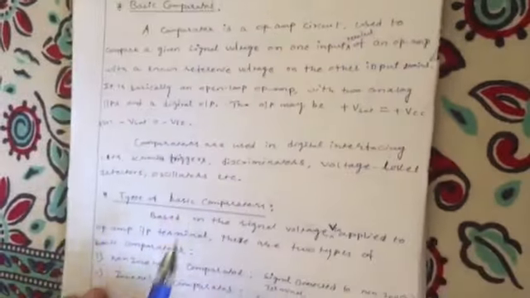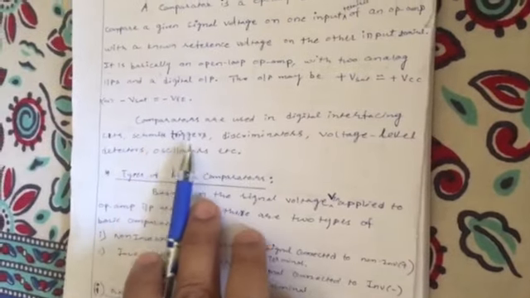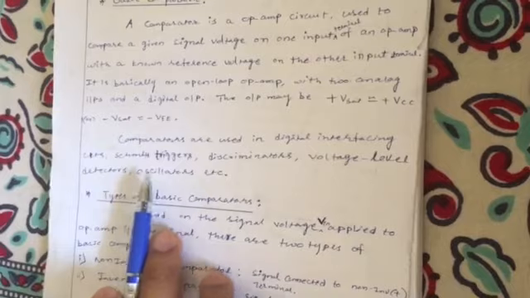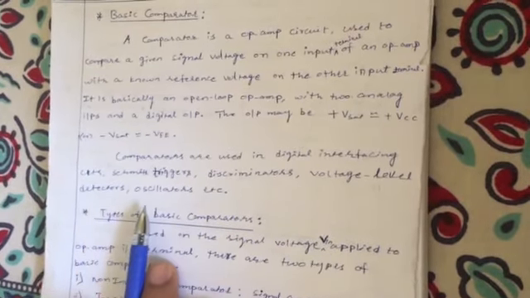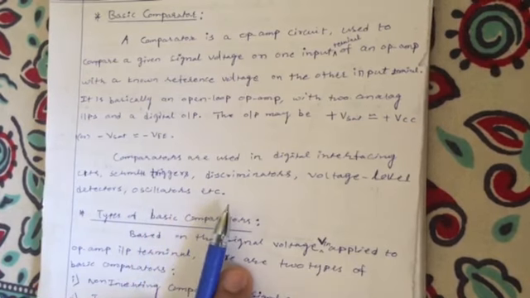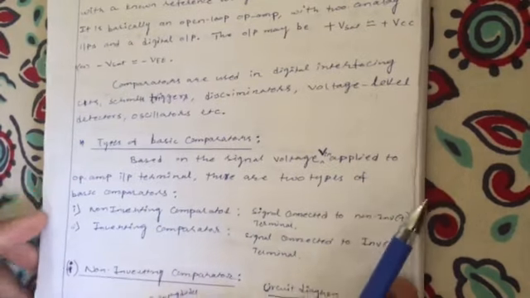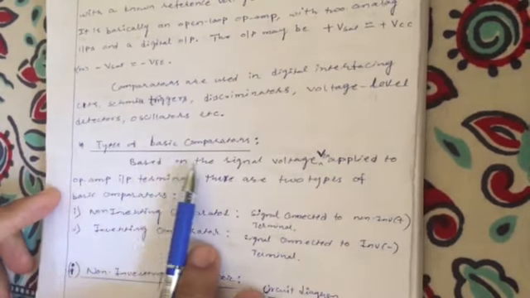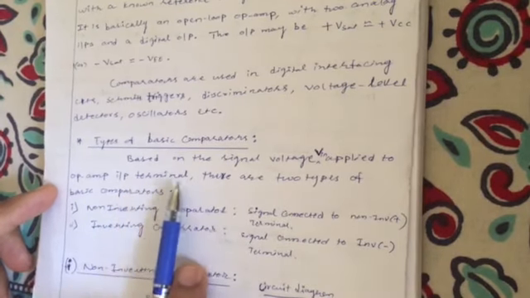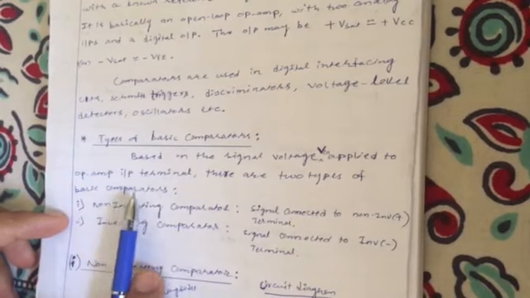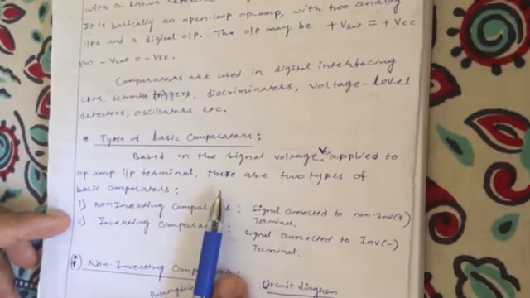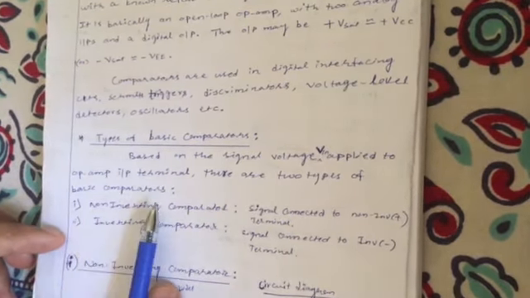Now let us discuss the applications of comparators. Comparators are used in digital interfacing circuits, Schmitt triggers, discriminators, voltage level detectors, oscillators, and so on. Now let us discuss the types of basic comparators. Based on the signal voltage Vin applied to the op-amp input terminal, there are two types of basic comparators.